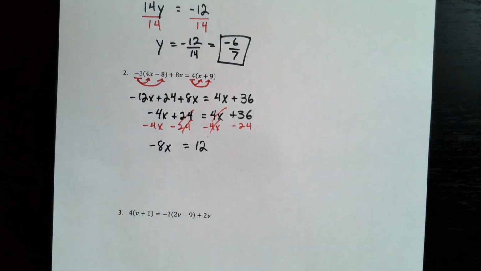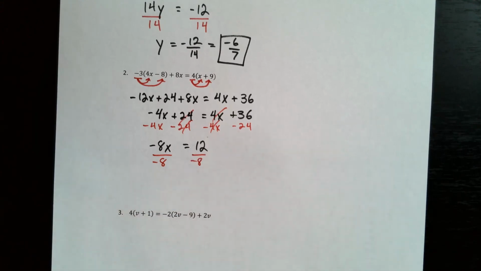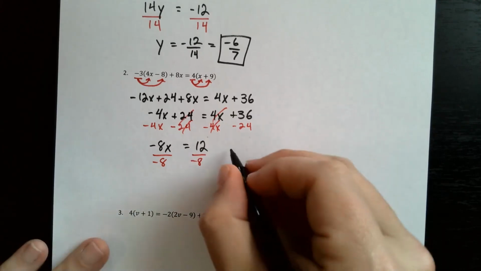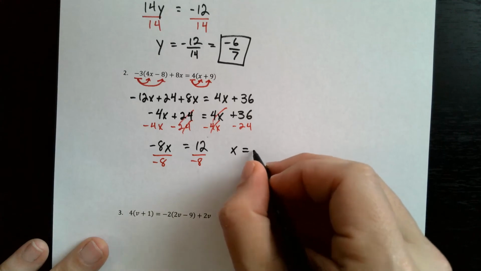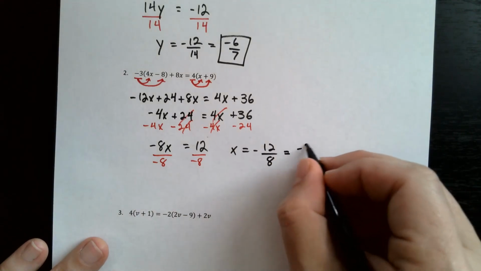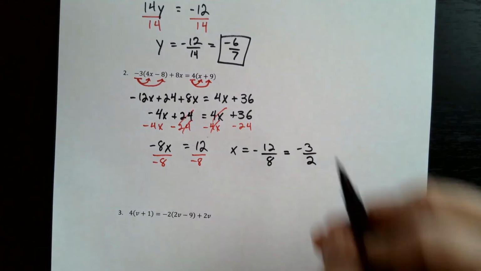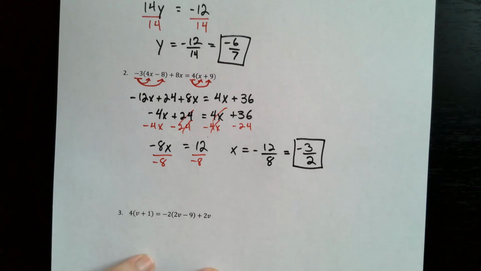If we divide by the -8, you get x is equal to -12 over 8, which reduces to -3 over 2 if you divide the top and bottom by 4. So -3 over 2 is our answer for x there.